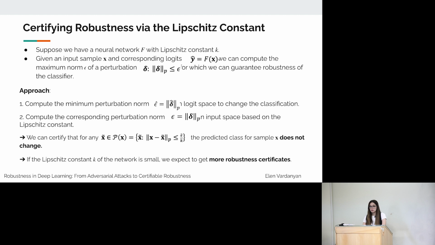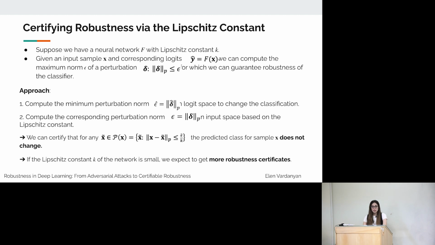So suppose we have this neural network F with the Lipschitz constant K. Given an input sample X and its logits, the outputs before the softmax layer, we can compute the maximum norm epsilon of the perturbation for which we can guarantee the robustness of the classifier. Firstly, we compute the minimum perturbation norm in the logit space that changes the classification. Then we compute the corresponding perturbation norm in input space based on this Lipschitz constant.